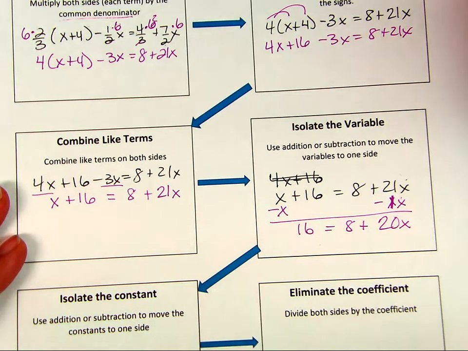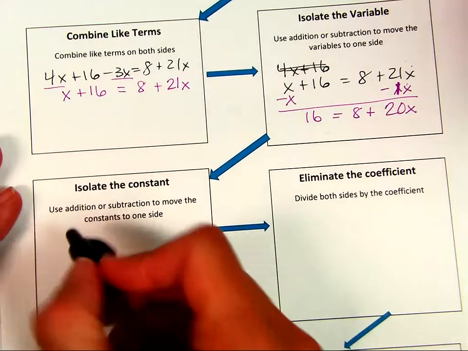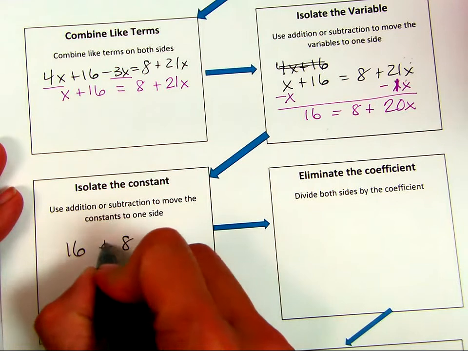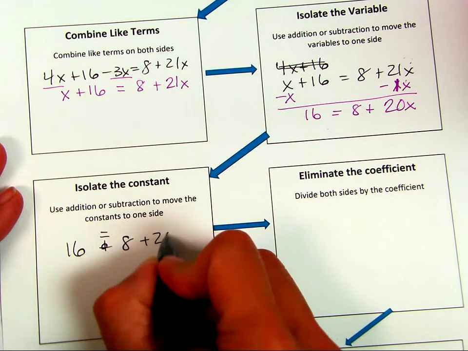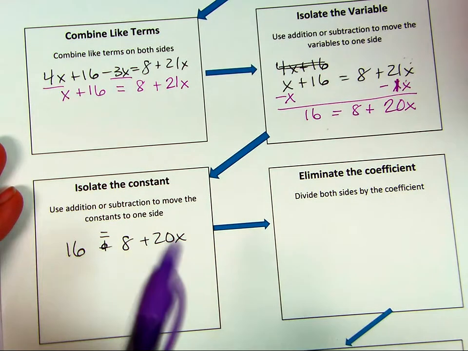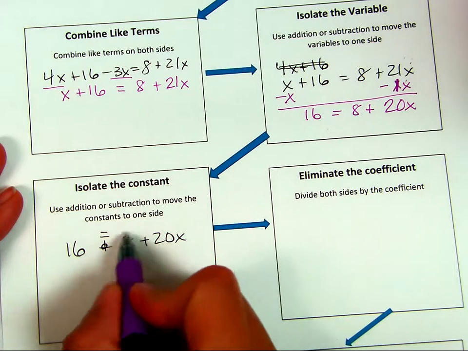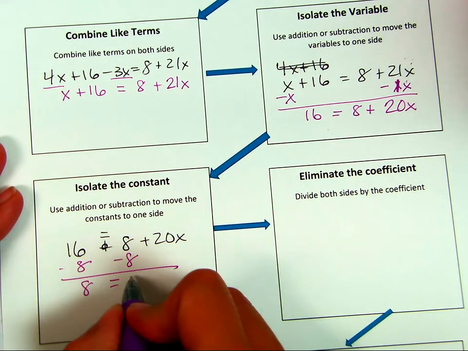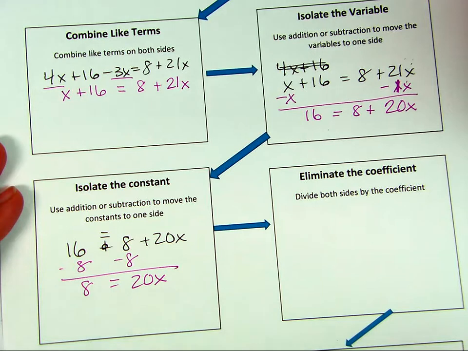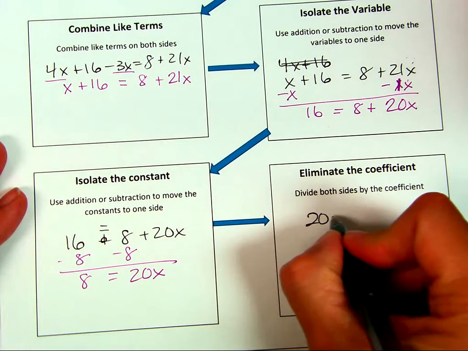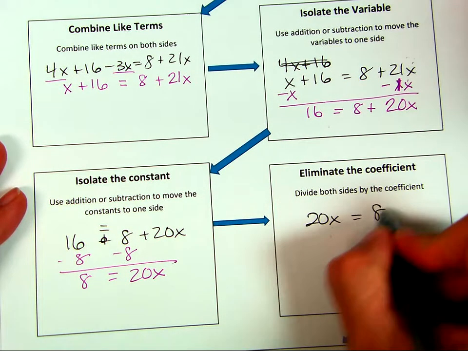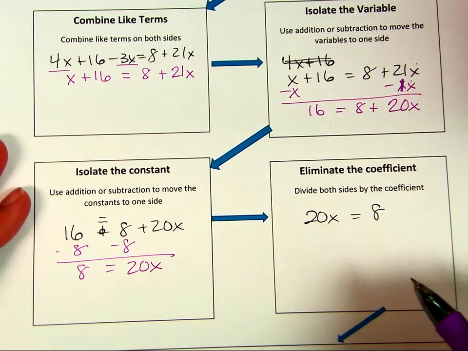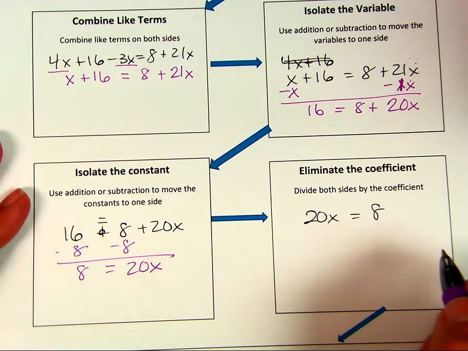Okay, so now I'm going to bring that over here. So I have 16 equals 8 plus 20x. And now I'm going to isolate the constant. I'm going to get all the constants, those are numbers, on the other side. So I subtract 8 from both sides, and I get 8 equals 20x. Okay, so now my x is almost alone. I'm just switching this. It doesn't matter if you leave it on the other side, but I usually like to have my x first, so I can switch the sides because they're still equal.